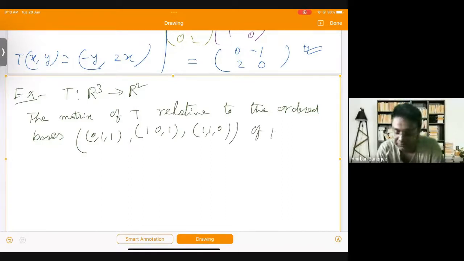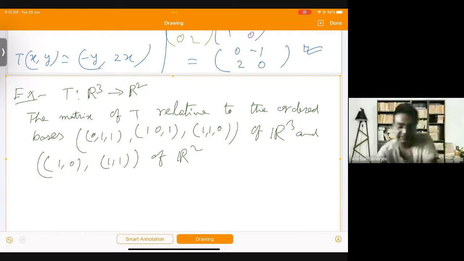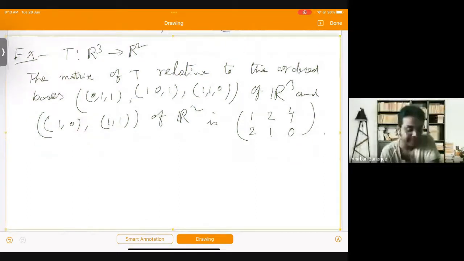This is for R3, and let's say (1, 0), (1, 1) for R2. With respect to these ordered bases, the transformation matrix is given as 1, 2, 2, 1, and 4, 0. So instead of giving the formula, the transformation matrix is given. Now we have to find the ordered basis.